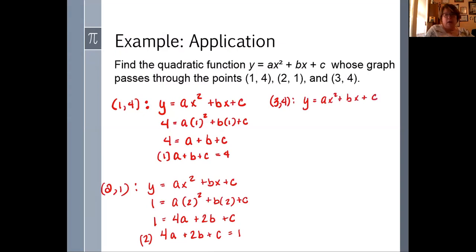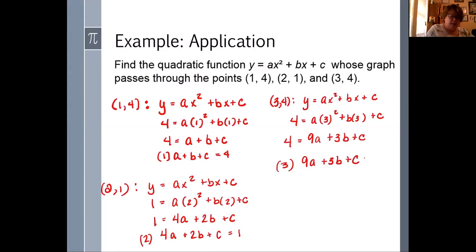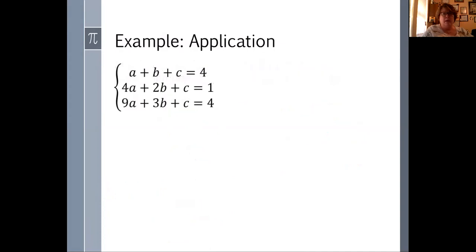So y is 4 and x is 3. So I get 4, 3 squared is 9, 9 times A plus 3 times B plus C. So my third equation is 9A plus 3B plus C equals 4. So I now have a system of linear equations in 3 variables. I have 3 equations, 3 variables, A, B, and C. So here is the system of equations I'm attempting to solve.